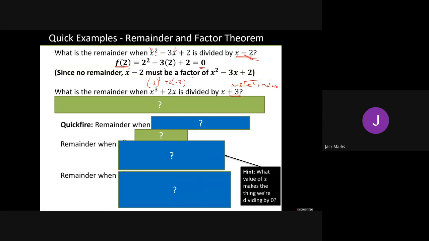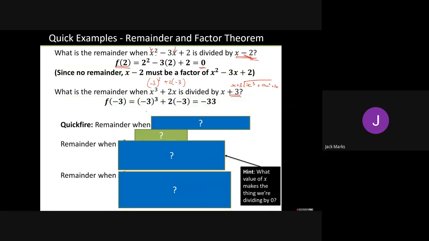Remember, if the answer is 0, it will be a factor. If it's not 0, it means it doesn't cleanly divide. There'll be a remainder. So here we can see that there is a remainder. Okay? And if you follow all of this stuff here and you work through, you'd get minus 33 as well.